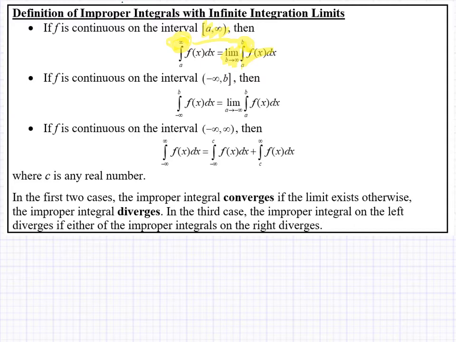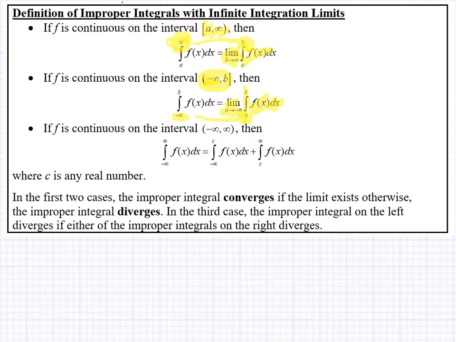Scenario 2 is infinity's on the lower end, which would mean it would have to be negative infinity. So the interval from negative infinity to b. So that's the lower limit of our integration. We basically do the same thing. We'll replace that infinity with some constant. Let's call it a. We could do the integral from a to b of f of x dx, in which case then we can do the limit as a goes to negative infinity, thus allowing us to integrate.